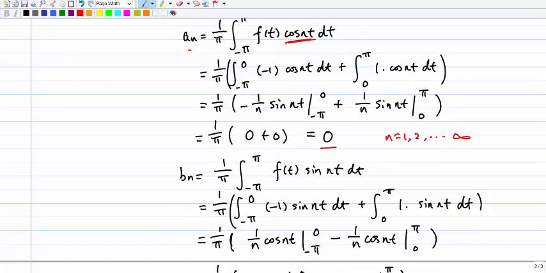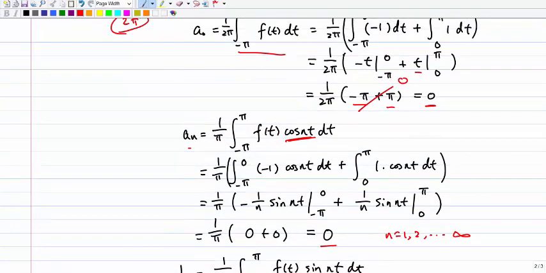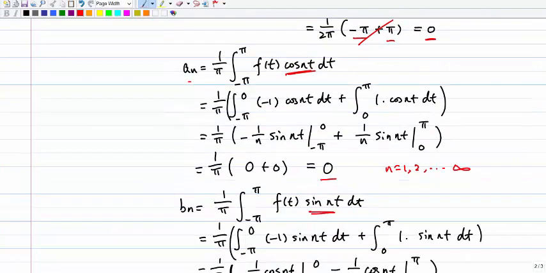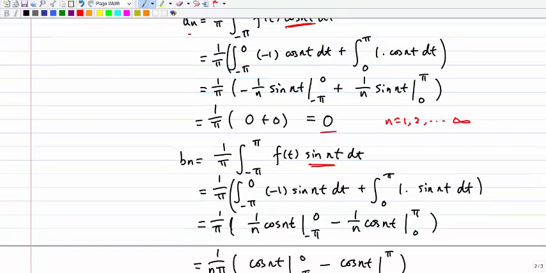Now let's take a look at what b_n is. b_n is 1 over pi times the integration from -pi to pi of f(t) sine nt, so the difference is we have sine instead of cosine. We follow the same procedure I mentioned before, 1 over pi over here, so split into two parts. One is the integration from -pi to 0 of -1 times sine nt, plus the integration from 0 to pi of 1 times sine nt.